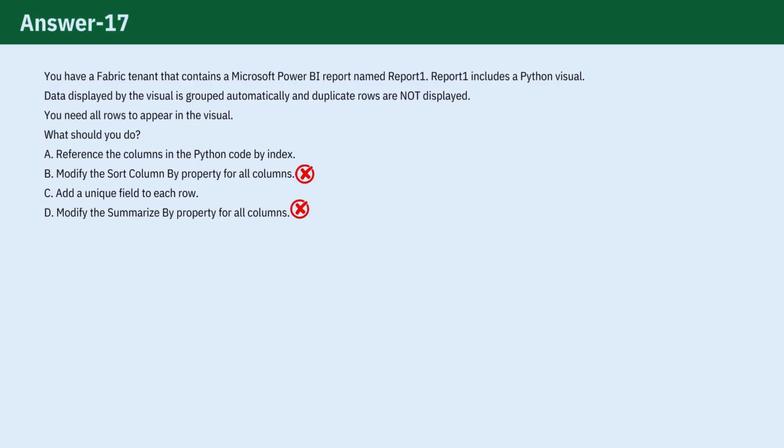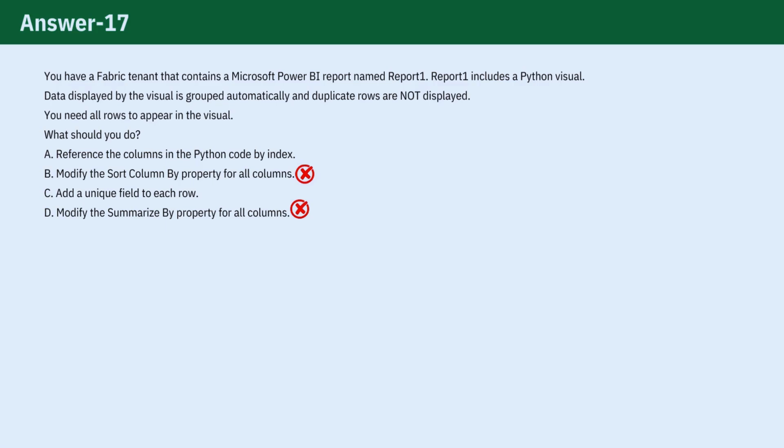Option D. Modify the summarize by property for all columns. This option is relevant for aggregating numerical data within standard Power BI visuals. It does not affect the grouping of rows in a Python visual, where you need to ensure that all rows, including duplicates, are displayed. Option A, reference the columns in the Python code by index, is incorrect.